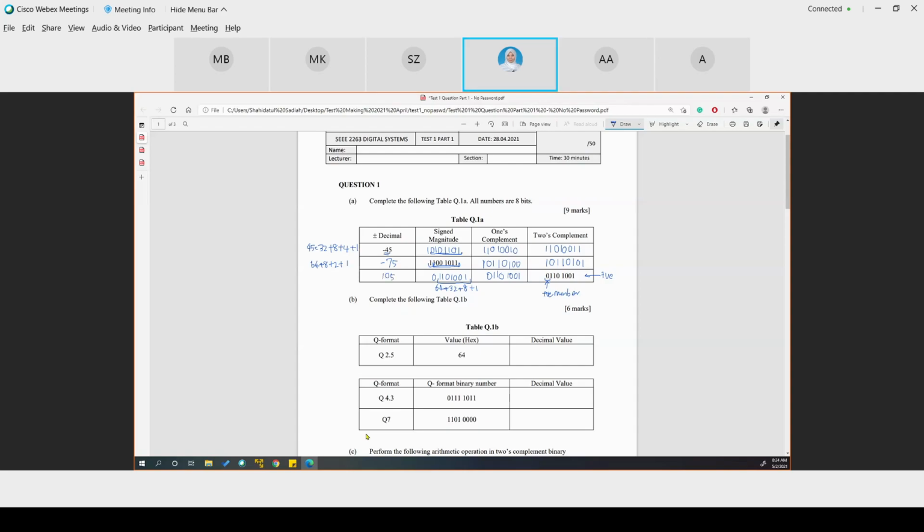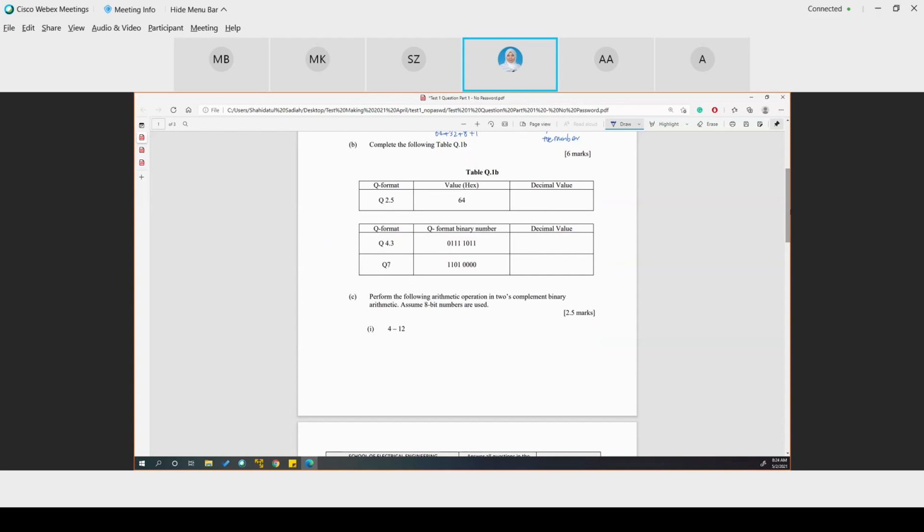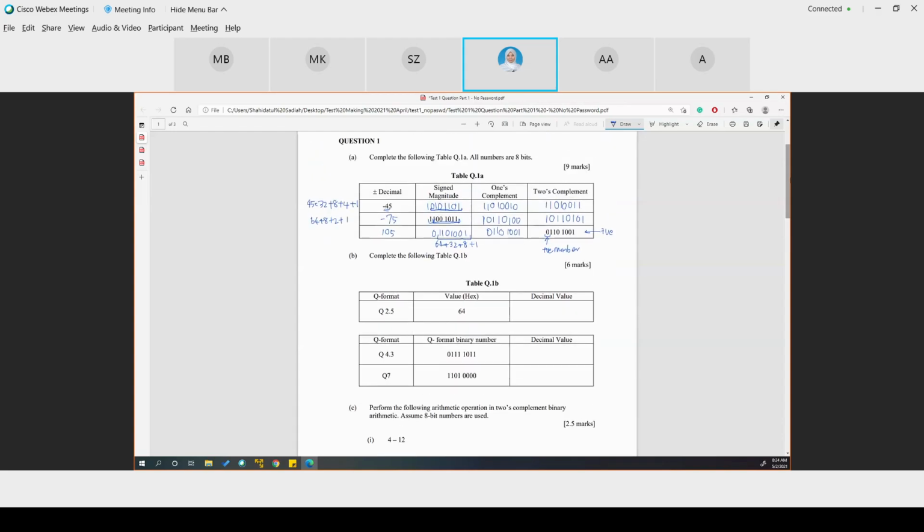Okay. Now, moving on to question B, the Q format. You need to, or not yet. What is the hex number? To binary.